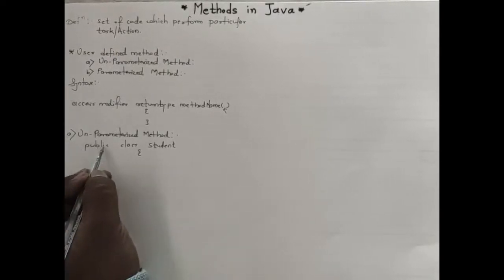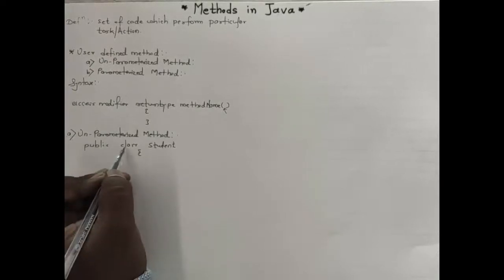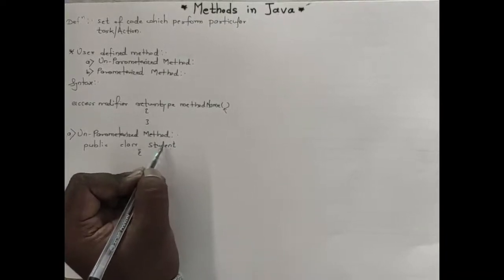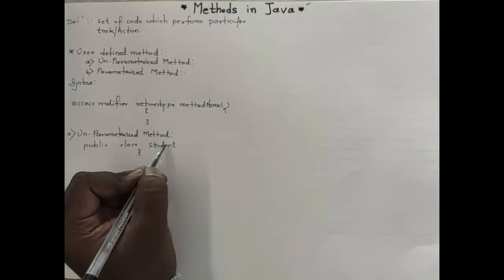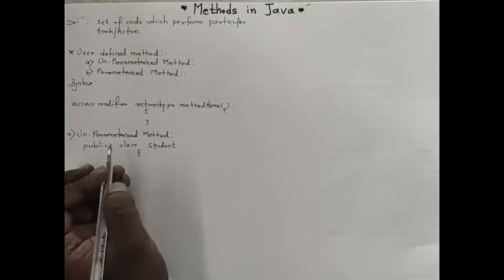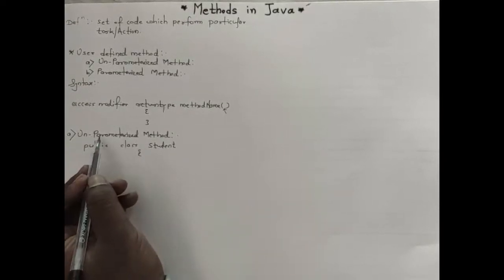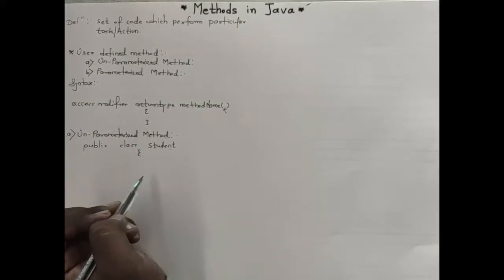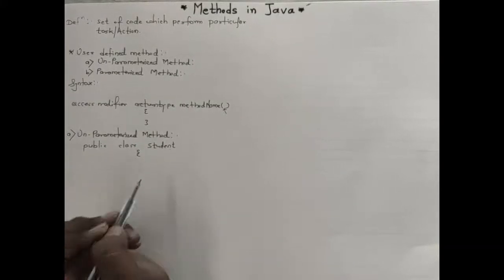Public is the access modifier I have used here. We can use any access modifier. Then the class keyword, C is small. Then Student, it is the class name. We can give any class name, but we cannot use a Java reserved keyword as a class name. Keep in mind, the initial letter of the class name is always capital. Then we have to use an unparameterized method here. So here I am writing an unparameterized method.